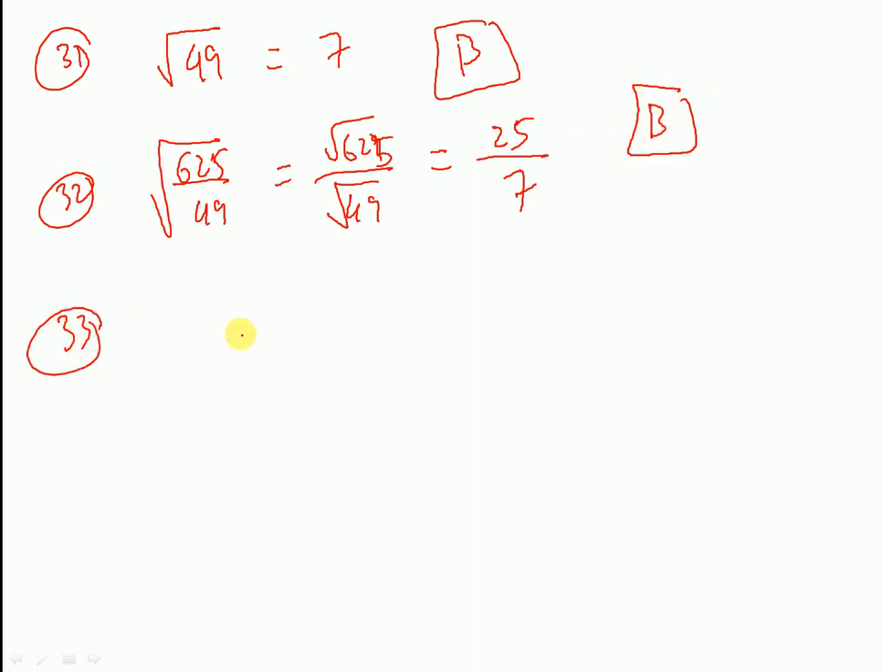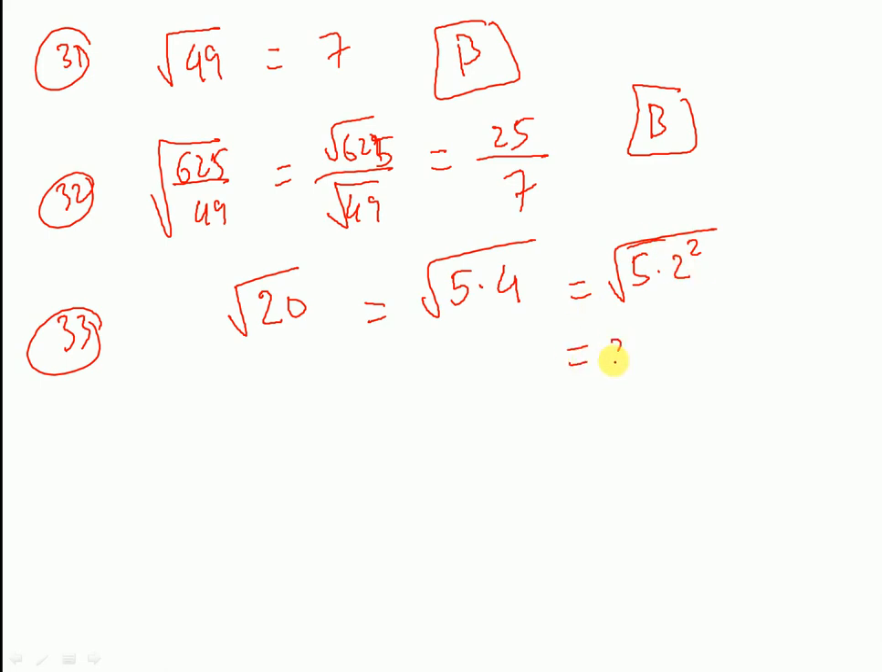33. Simplify the radical. Now 20, I can rewrite this as what? 5 times 4, right? And 4, I can rewrite as 2 squared. So because this is squared, and this is the square root, the radical, I bring the 2 to the outside. Or C.